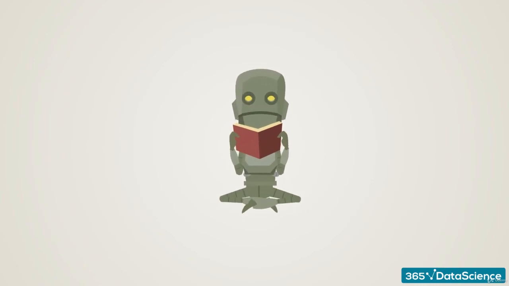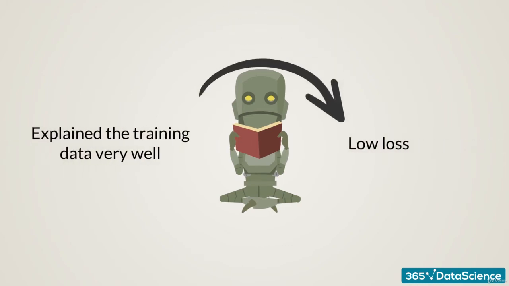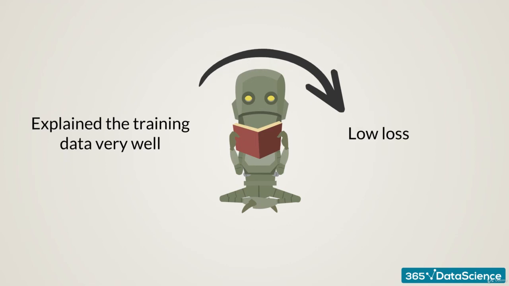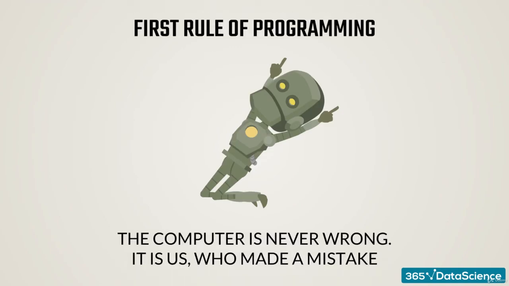So, shouldn't the computer be smarter than that, you may ask? Well, we explained the training data well, so our outputs were close to the targets. The loss function was low, and the learning process worked like a charm in mathematical terms. However, once we go out of the training set and meet the real-life situation, we see our model is actually quite bad. First rule of programming states that the computer is never wrong. It is us who made a mistake. We must keep issues such as overfitting in mind and take care of them with the appropriate remedies.